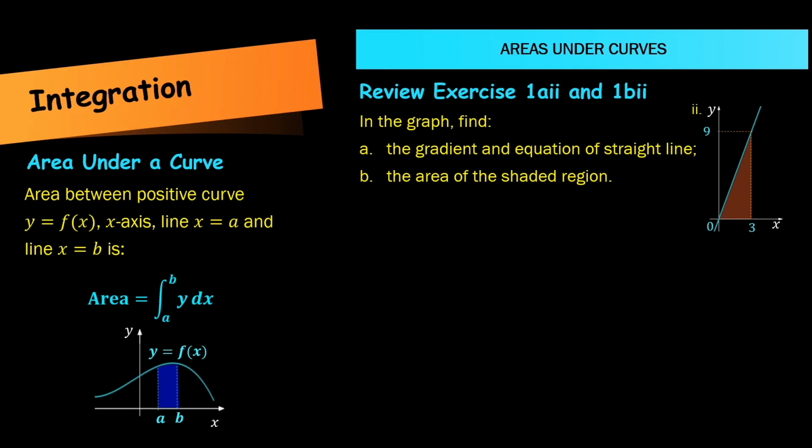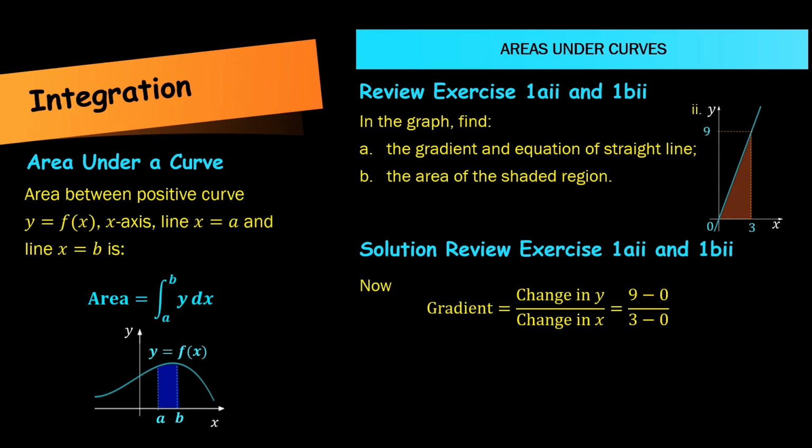And now for the next graph. If we find the gradient of the line, we have change in y, which is 9 minus 0, over change in x, which is 3 minus 0. And this equals 9 over 3, which is equal to 3. So the gradient is equal to 3.